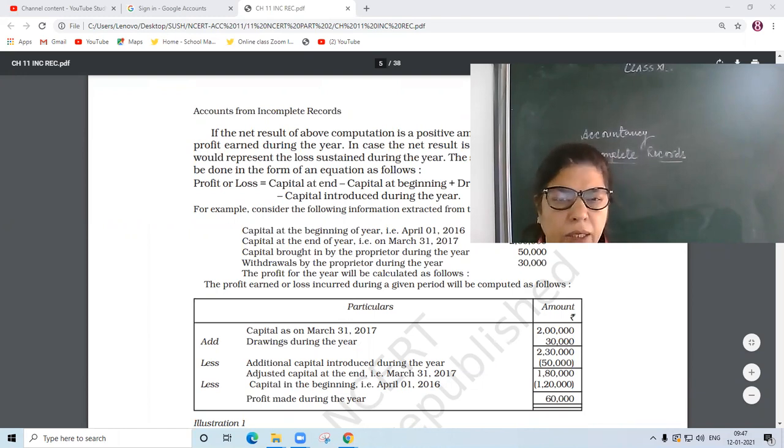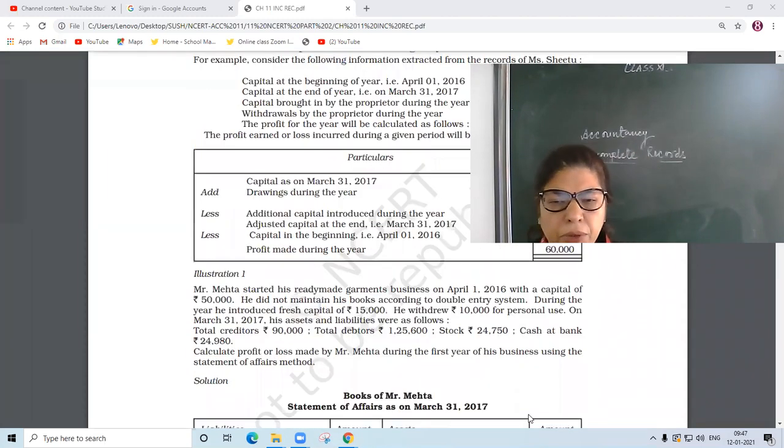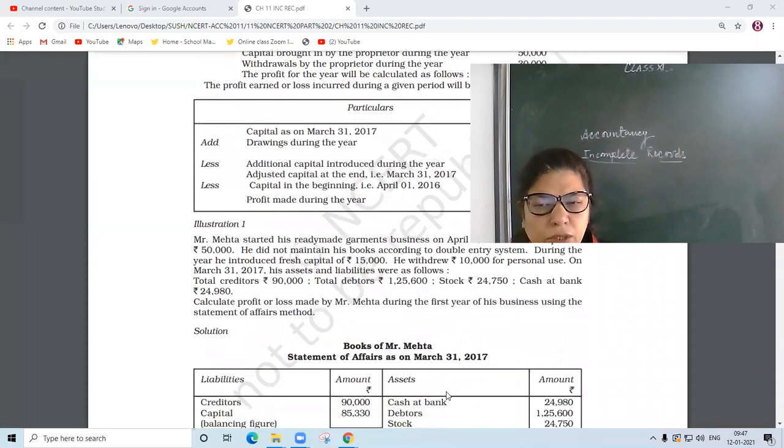Capital at the beginning means opening capital. Capital at the end means closing capital. Capital brought in means additional capital. Withdrawal means drawings. So the formula and the statement will both give the same answer, and a positive 60,000 means profit made during the year. Now we are going to start this question.